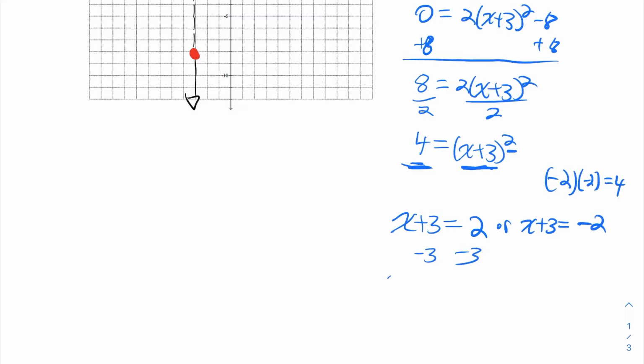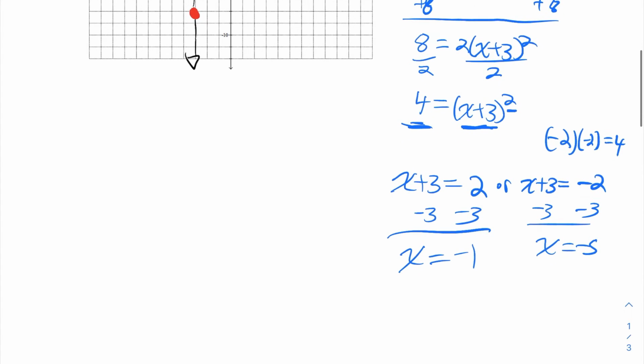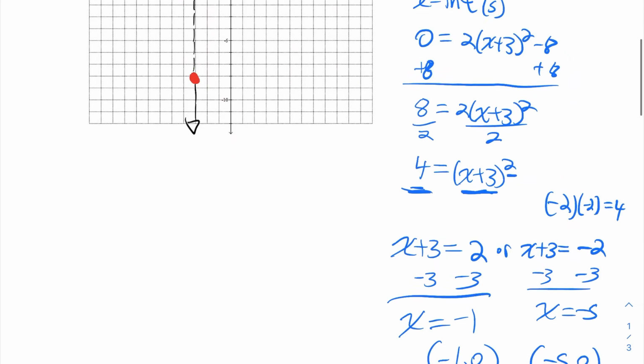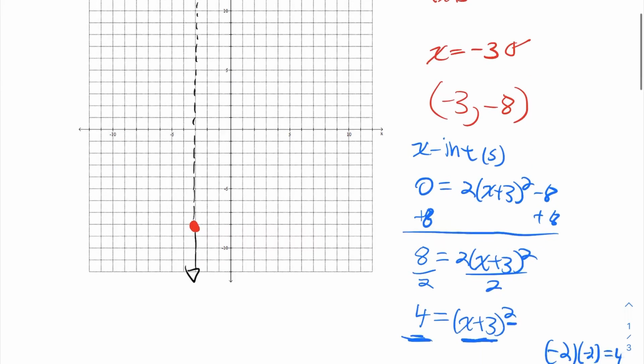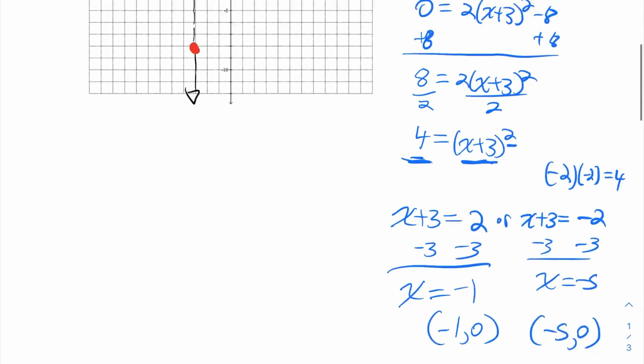I subtract 3 from both sides here. I'll get x equals negative 1. I subtract 3 from both sides here. I'll get x equals negative 5, which gives me the 2 ordered pairs, (negative 1, 0) and (negative 5, 0). Those are my 2 x-intercepts. So now that I have the x-intercepts, that's (negative 5, 0) and (negative 1, 0).